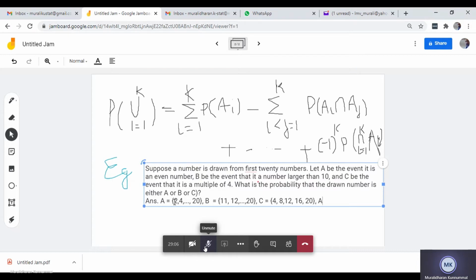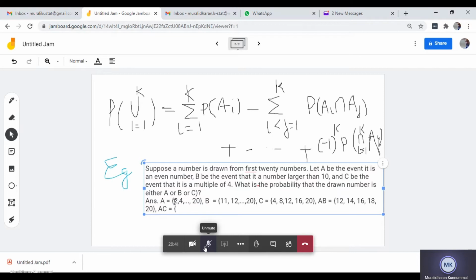Now what is A intersection B? You can write A B as well, there is no problem. So what is A intersection B? It is the common elements between A and B. So it starts from 12, 14, 16, 18, 20.